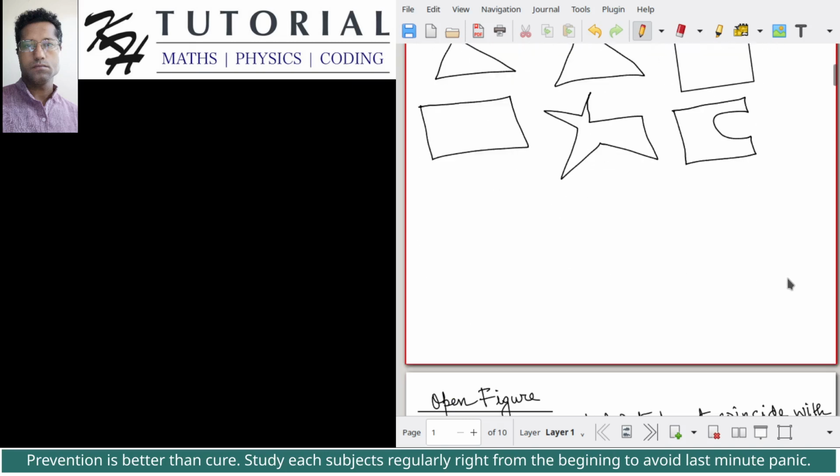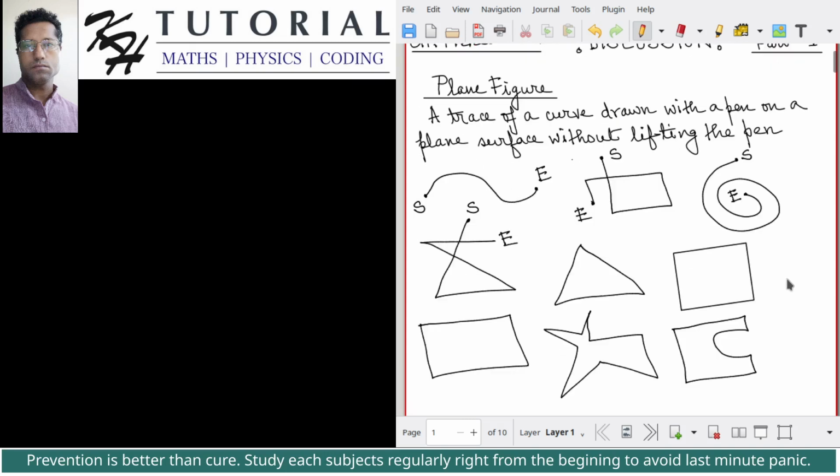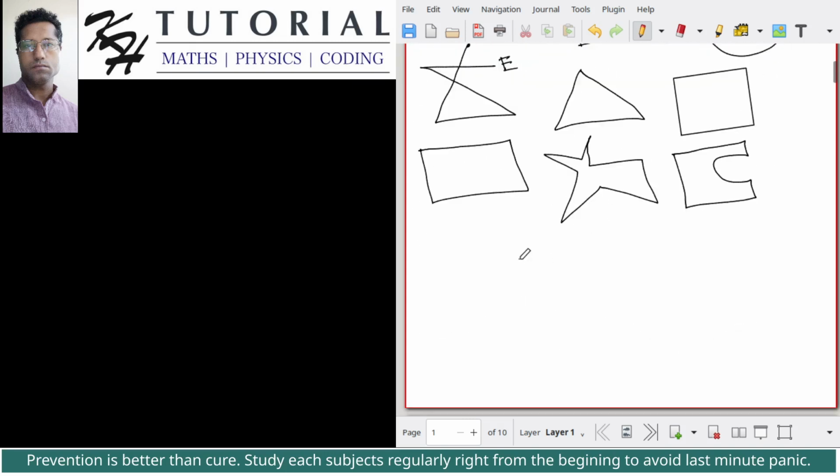Now let's see what cannot be a plane figure. Let's say I am drawing a figure, and at this stage I lifted the pen, and then again I started drawing the figure like this. So this is not a plane figure.